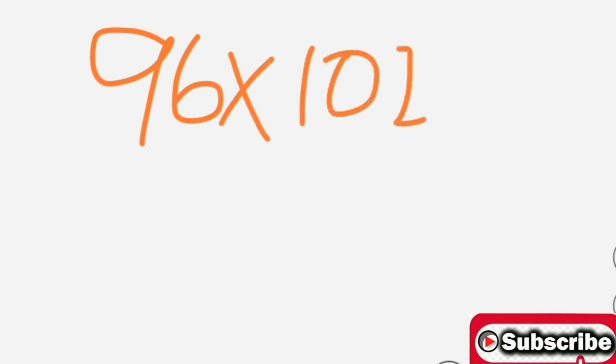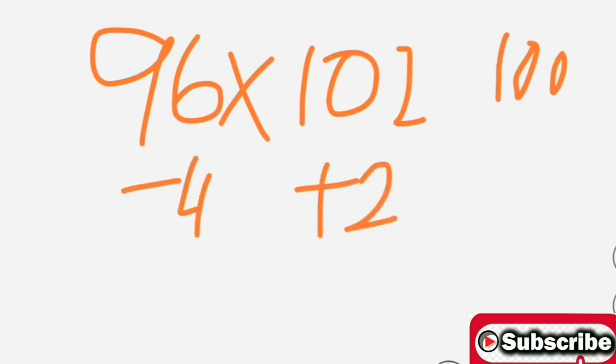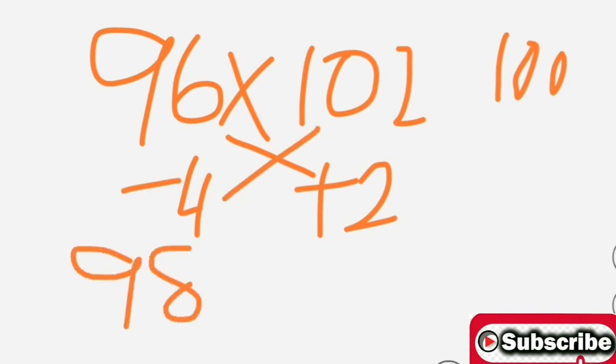96 into 102. So we are calculating with respect to 100. So 96 is how much less than 100? 4 less. 102 is plus 2 more. Okay. So either we have to add plus 2 to 96 or subtract minus 4 from 102. Okay. So 96 plus 2 would be 98. So we get one part of our answer. So we have to multiply these two numbers, minus 4 and plus 2. So minus 4 into plus 2 would be minus 8. So minus 8. So our product is negative.